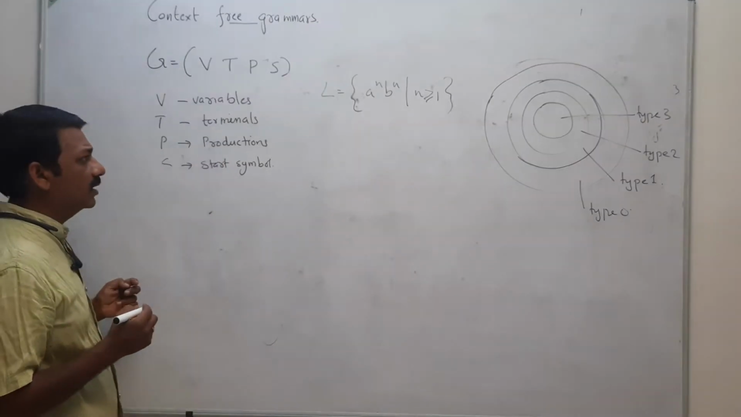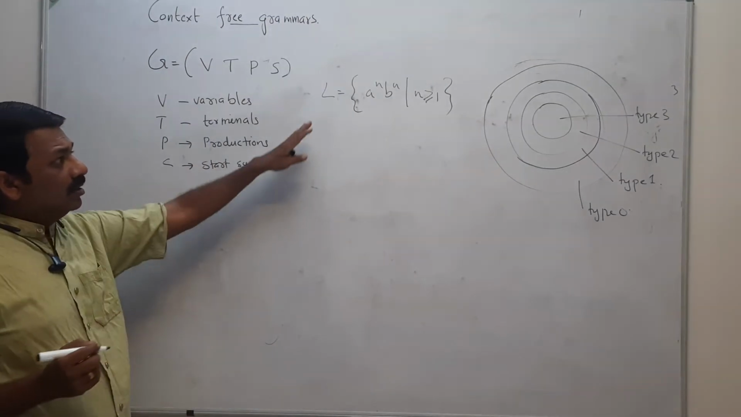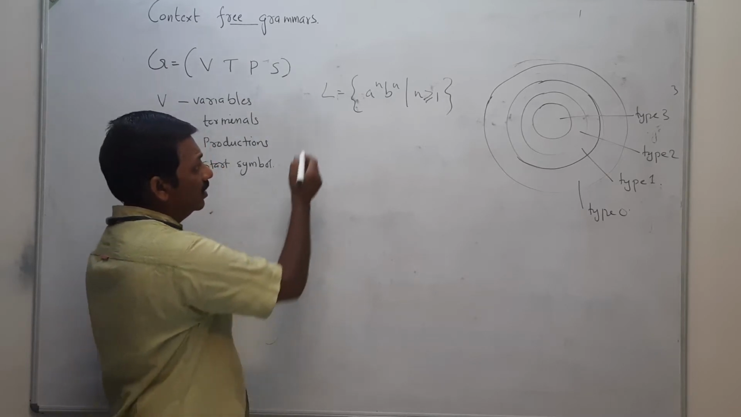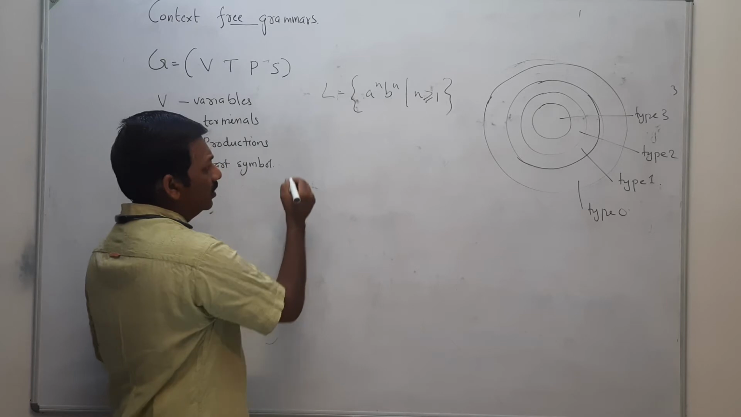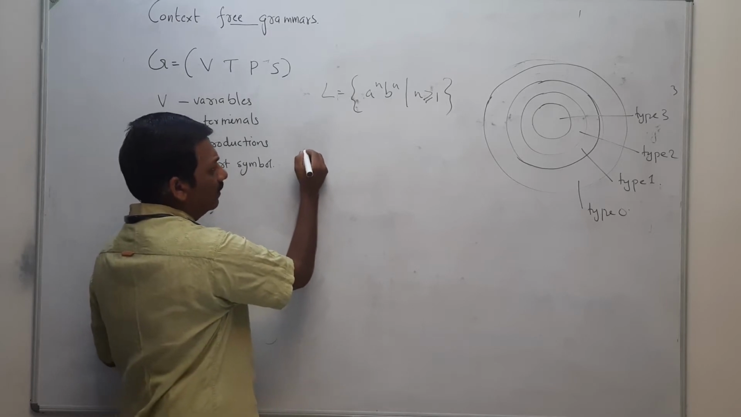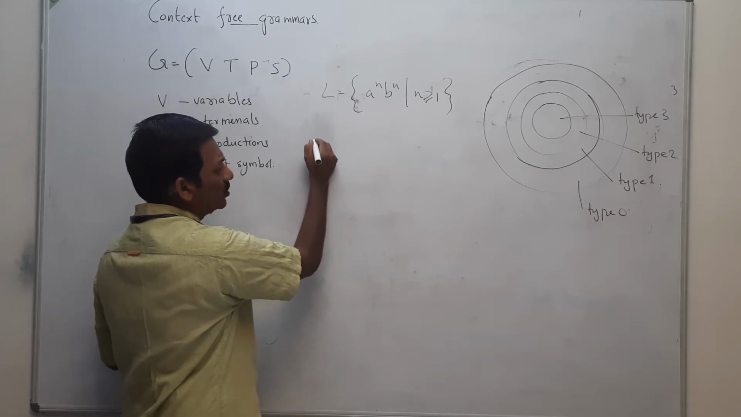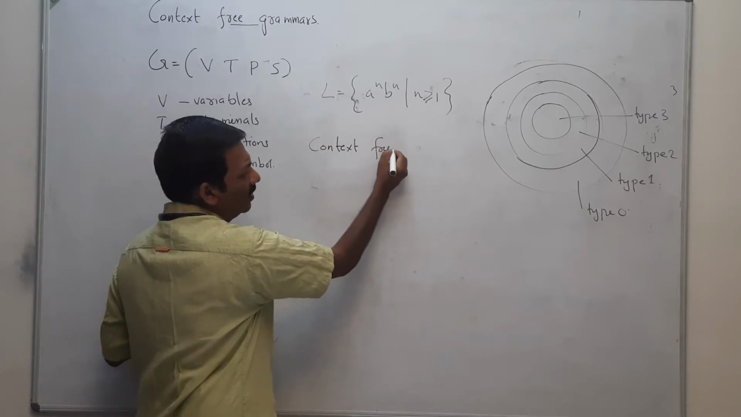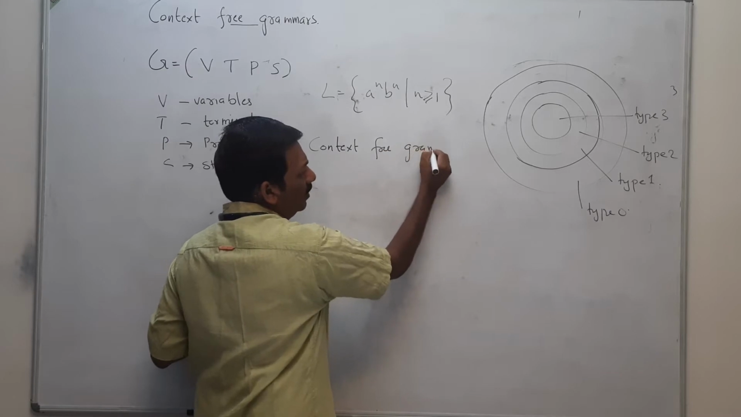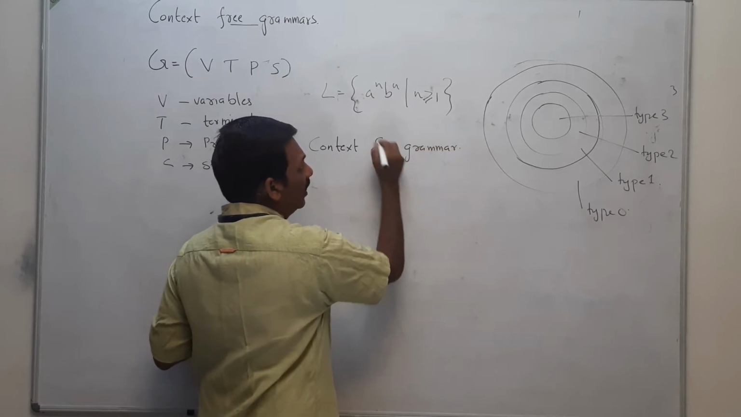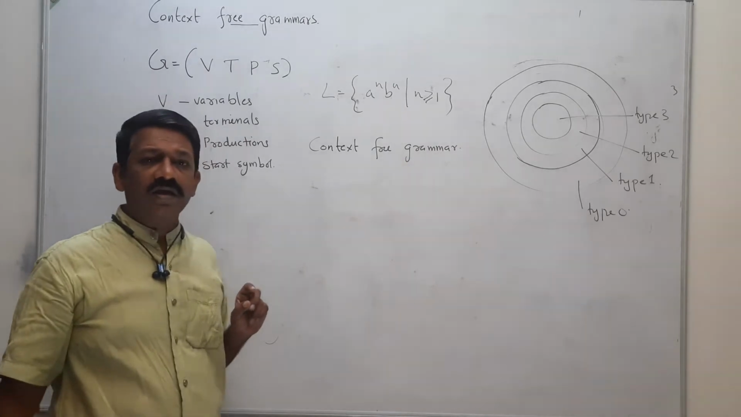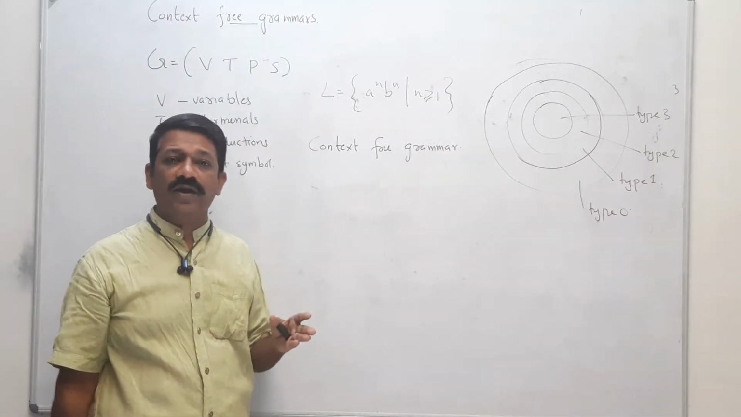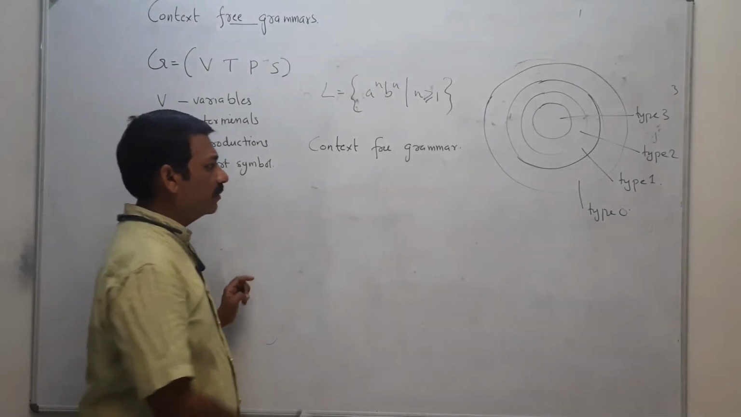So we are going for another automaton, which is the push down automaton, and here I am going to have a new kind of grammar, called context free grammar, for the context free language. Why? Certain languages like this cannot be represented by a regular grammar. So we are going to have a more powerful grammar, which is called context free grammar.